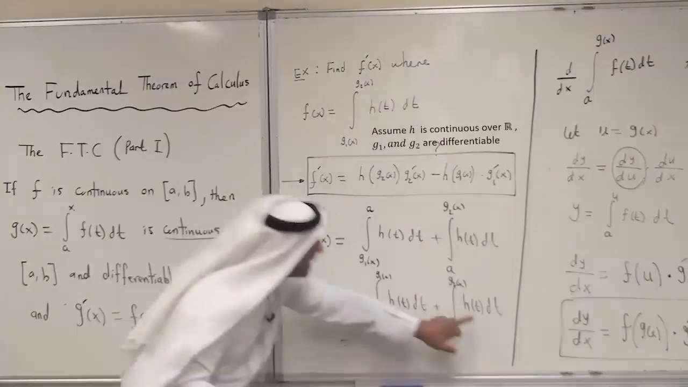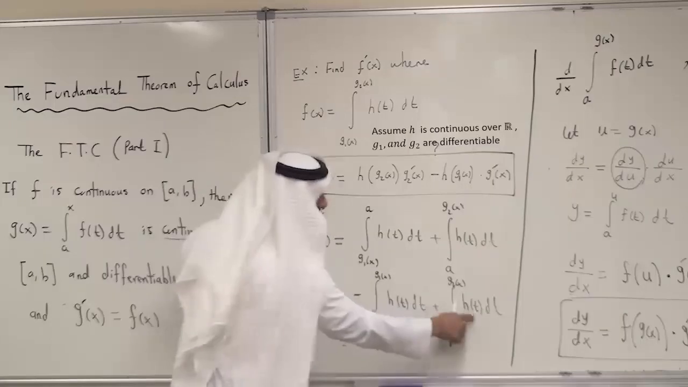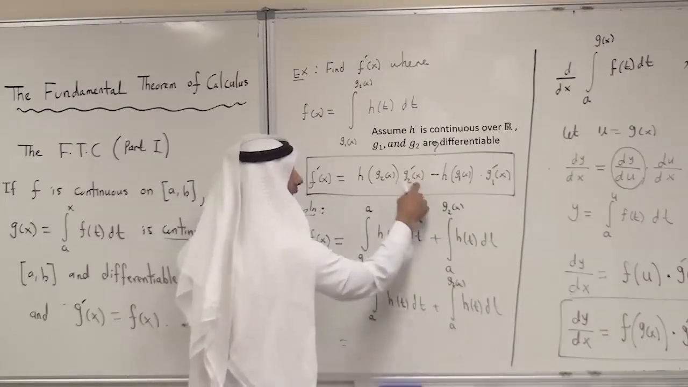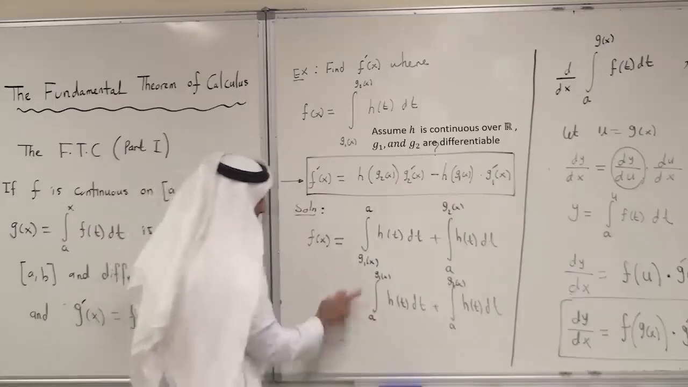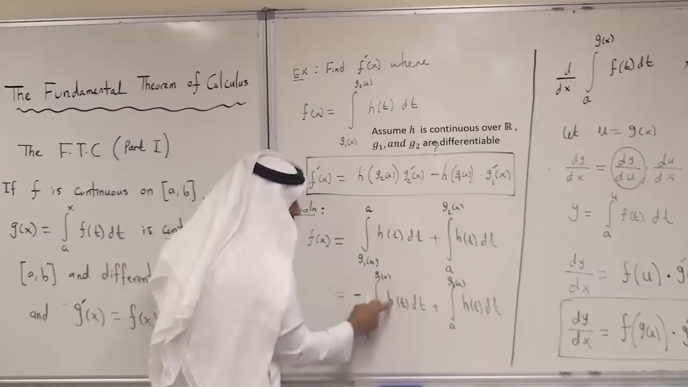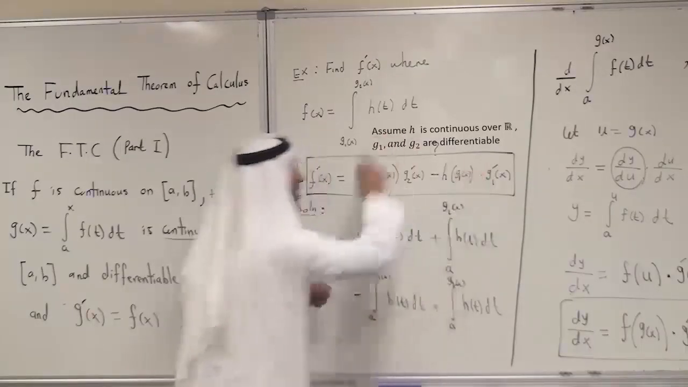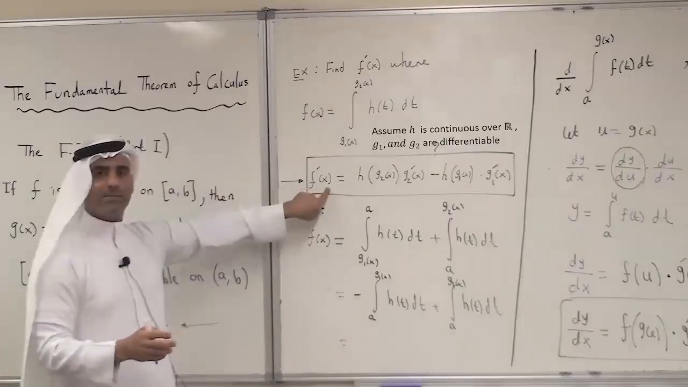Okay, so using this formula, what do you get? I will start with the second term here. That will give me h of g2 of x times g2 prime of x. Chain rule together with the fundamental theorem of calculus. Then minus h of g1 of x multiplied by g1 prime of x. So what is the conclusion? This is the result here.